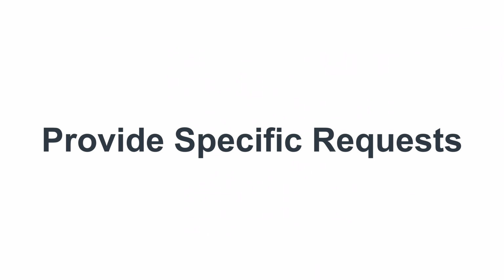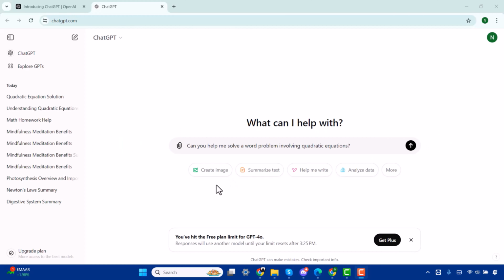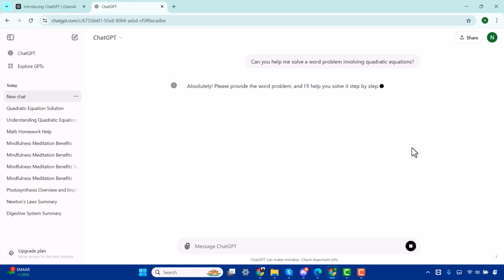Number 4. Provide specific request. Example: can you help me solve a word problem involving quadratic equations? If you need help with a specific task like solving a word problem, mention that explicitly.